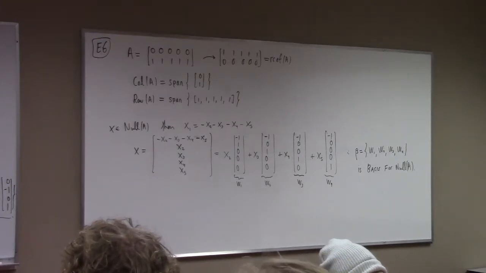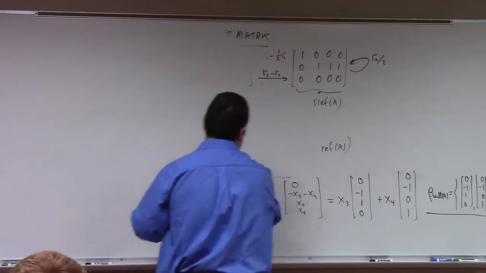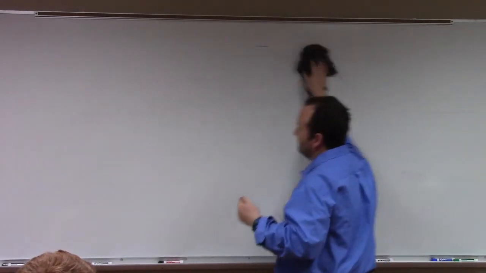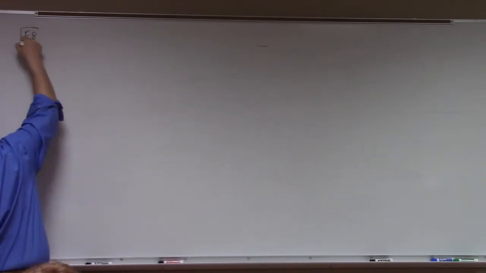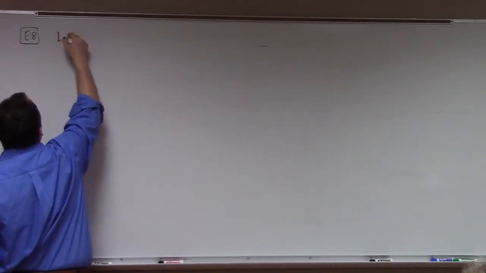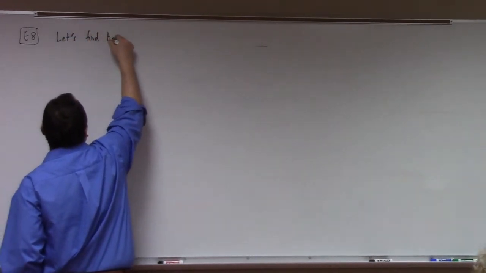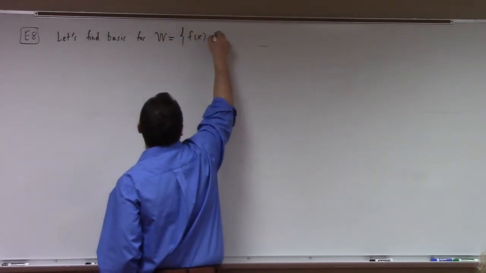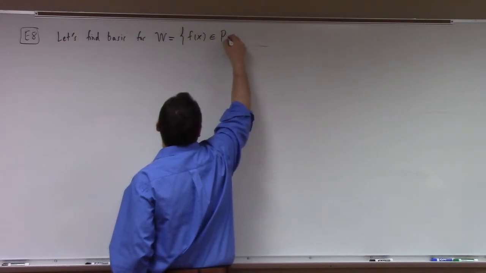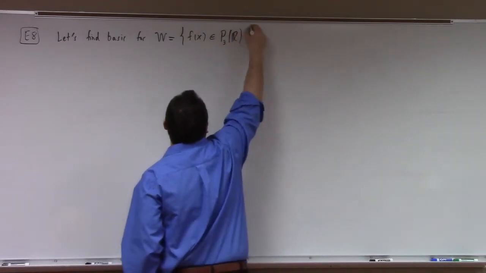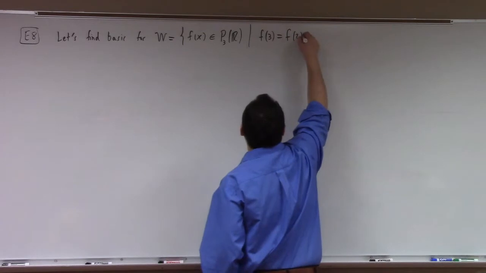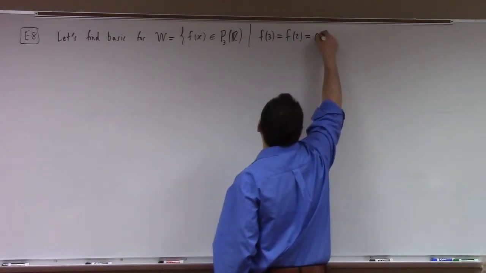So, let's do a slightly less standard calculation. So let's find a basis for W equal to the set of f of x in, let's say, P3 of R, such that f of 3 equals f of 2 equals 0.